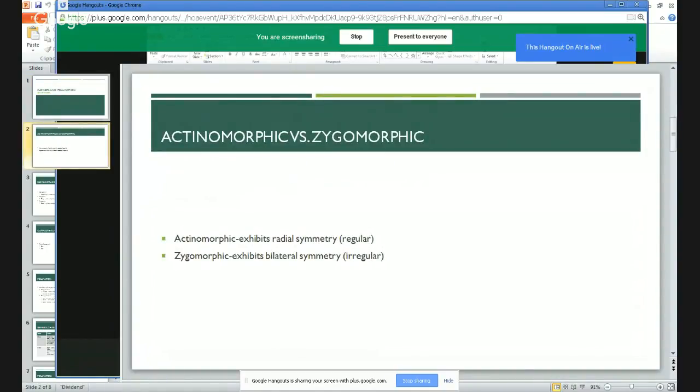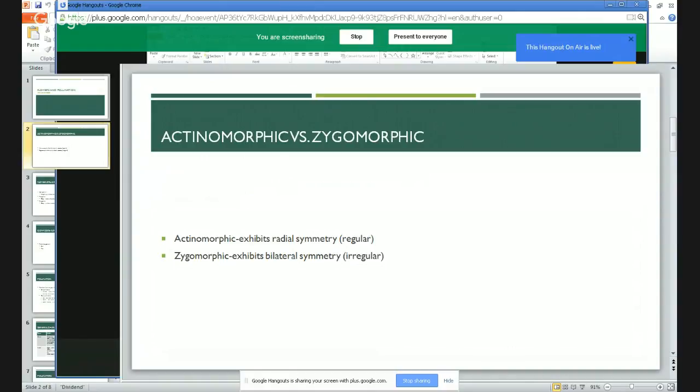Actinomorphic versus zygomorphic. This is referring to the symmetry of your flower. Actinomorphic means that it exhibits radial symmetry, that's considered to be a regular type of symmetry. So I don't want to call it the normal, but kind of the normal. And then you've got your zygomorphic plants or flowers, which are going to exhibit bilateral symmetry, or symmetry on one plane only, and that's considered to be irregular. So that one's not as common.